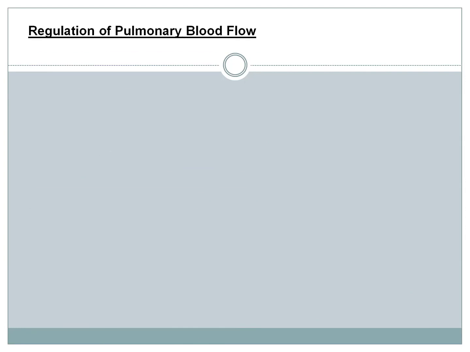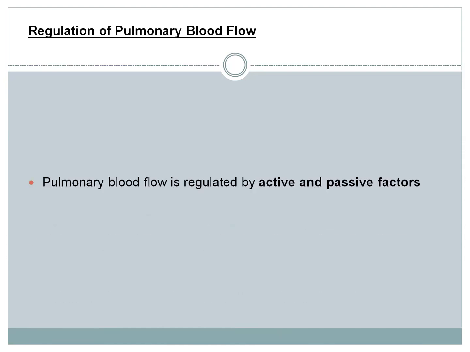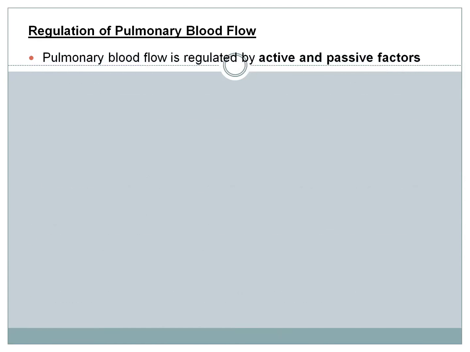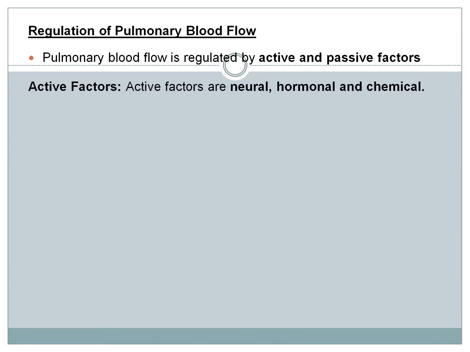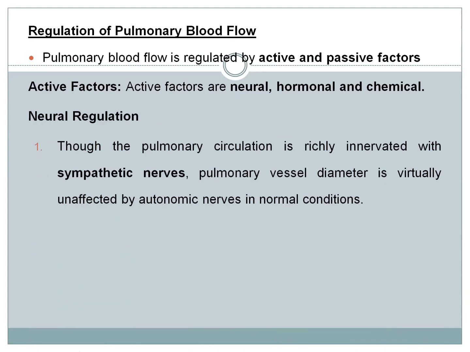So how is the regulation done normally in the pulmonary circulation? Pulmonary blood flow is regulated by both active and passive factors. Active factors are neural factors, hormonal factors and chemical factors. The neural regulation: generally the pulmonary circulation is innervated with sympathetic nerves. The vessel diameter is virtually unaffected by the autonomic nerves in normal condition.